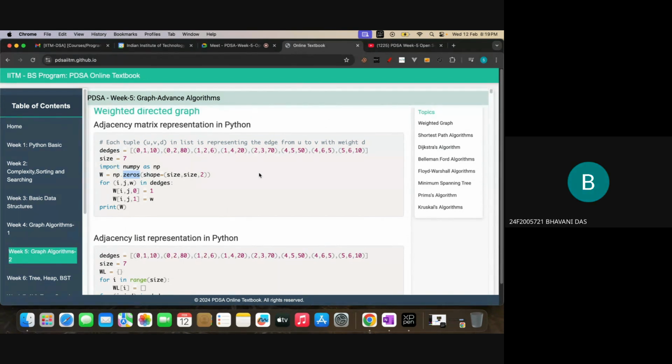Sir, can you explain that inside the for loop? So the for loop is taking 3 values. What is i from the D edges? It's 0. What is j? It's 1. Is it right? Fine. Yes. Now W of the 0th row and first column. Okay, is it clear? Yes, sir.